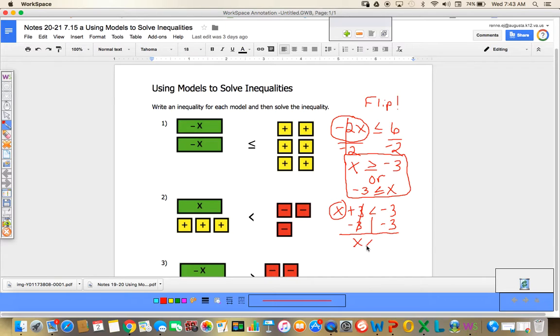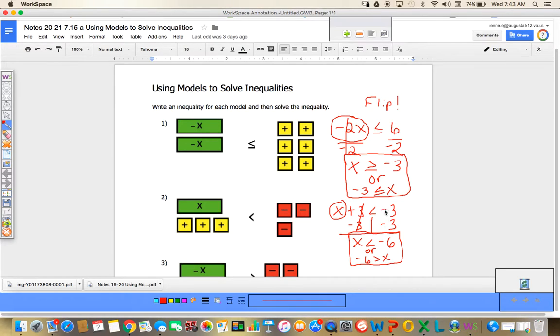Okay, 3 minus 3 cancels and equals 0. So x is less than negative 6. Or I can read it backwards and say negative 6 is greater than x. And box that in.